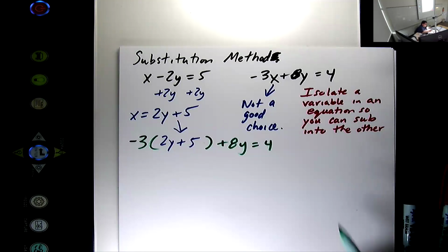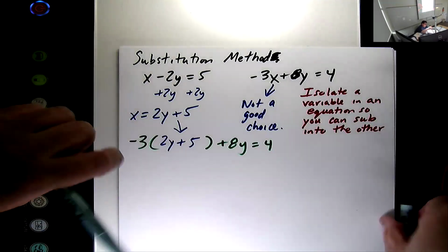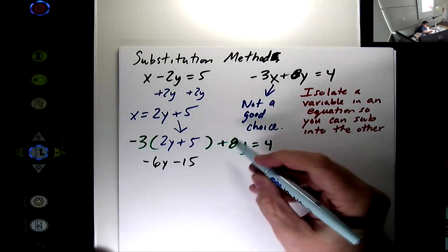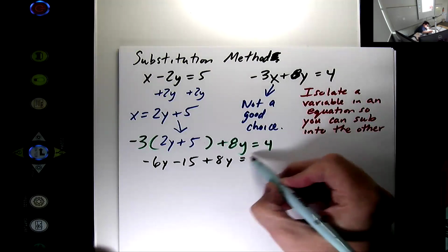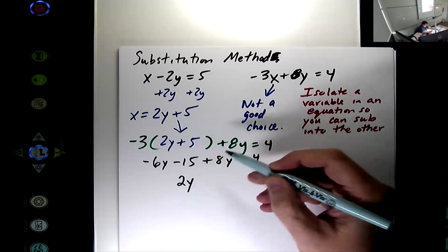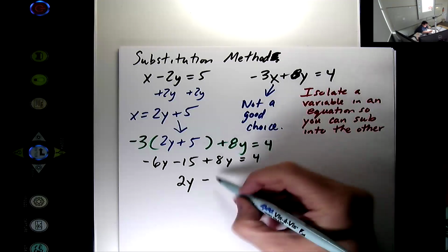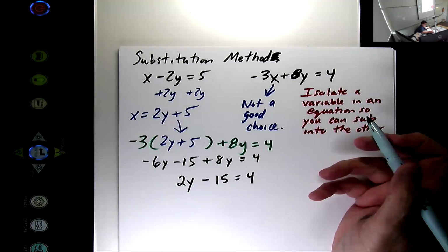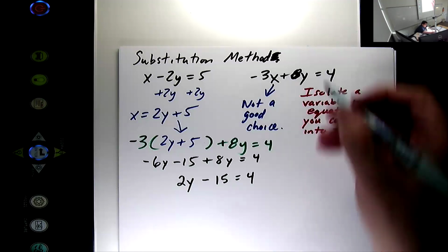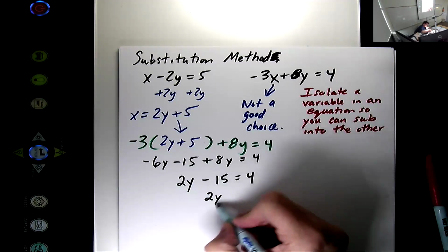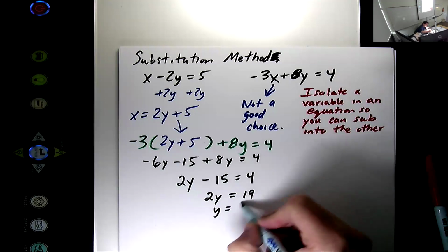So we'll distribute. Negative 6y minus 15, plus 8y equals 4. And if I combine the like terms, the 8y and the negative 6y, I got 2y minus 15 equals 4. I don't know about you guys, but I don't want to work with fractions right now. So I'm gonna, no, we haven't dealt with fractions yet, so we're gonna deal with fractions. We get 2y equals 19, so y equals 19 over 2.